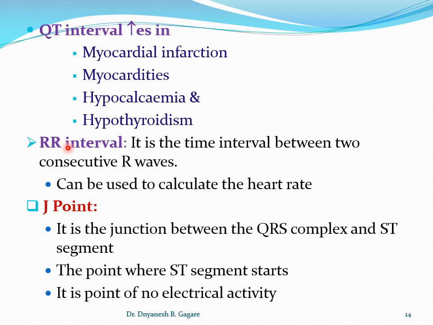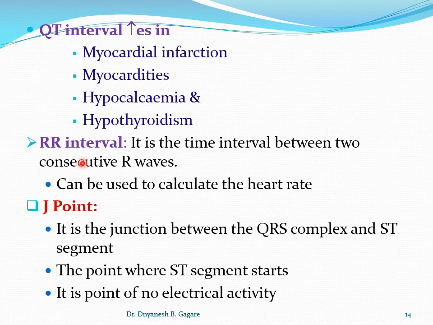Okay. Then the QT interval, examples are there. The QT interval increases, for example, in myocardial infarction, in myocarditis, in hypokalemia, and also in hypothyroidism. These are the examples where we get an increased QT interval.